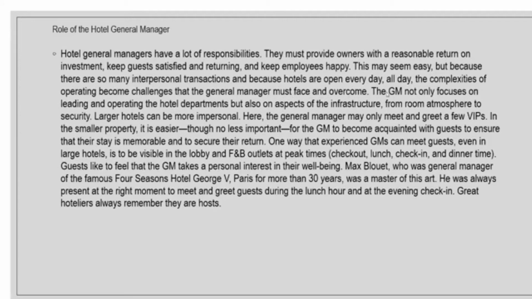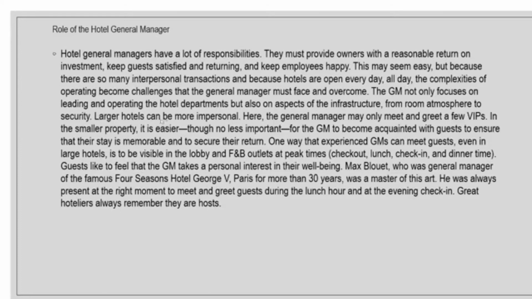Dito na tayo. So, the GM not only focuses on leading and operations the hotel department, but also as aspect of the infrastructure from the room atmosphere to security. So, ibig sabihin, not only the guest yung in-handle ng manager natin, not only yung mga tao nila, but also, he's also a aspect in infrastructure. Yung si infrastructure, yan yung structure talaga ng hotel natin, the physical one. So, from room atmosphere, pag ano yung nasa loob niya, tsaka yung seguridad ng hotel natin.